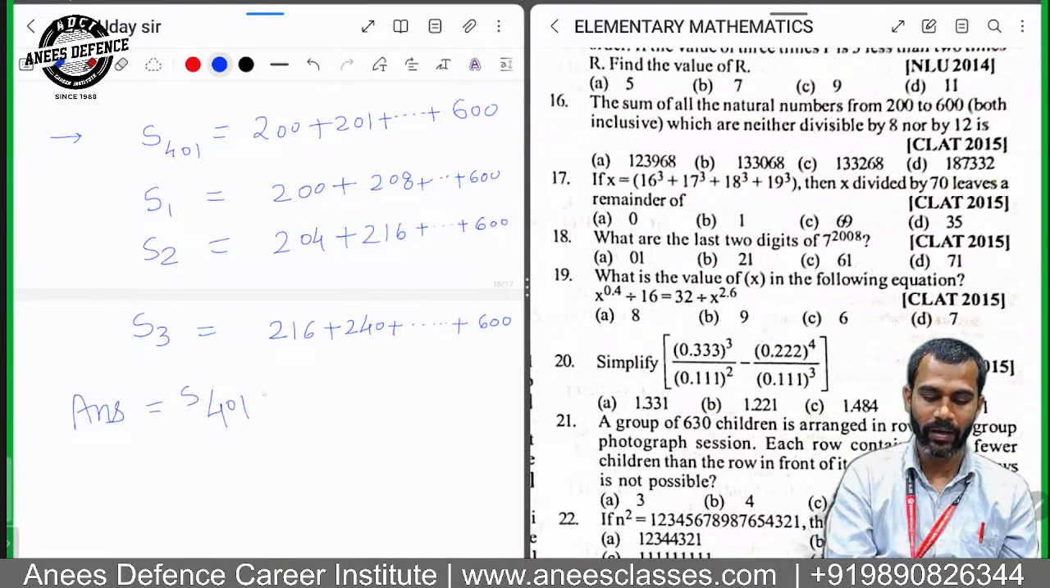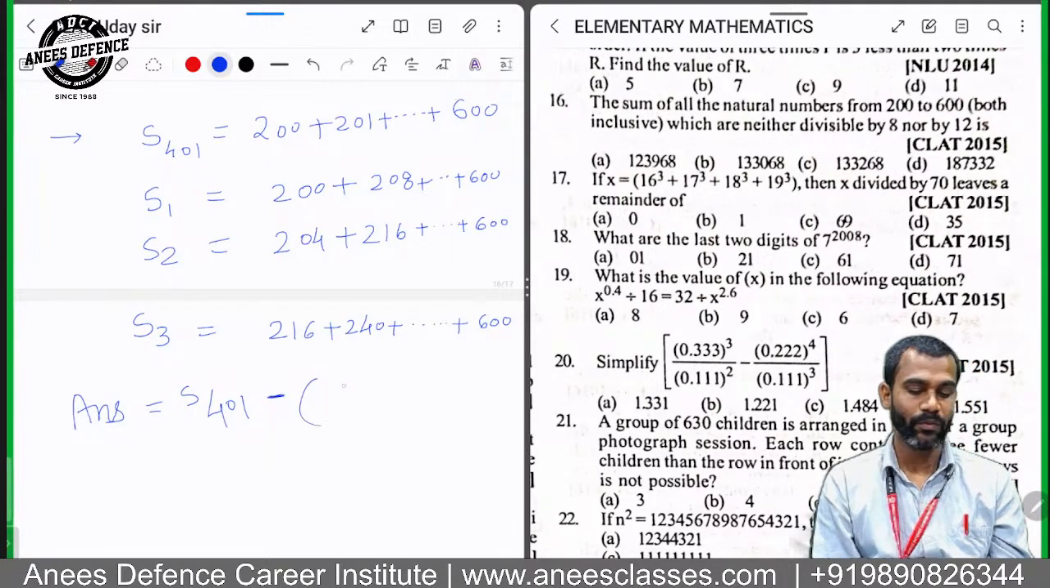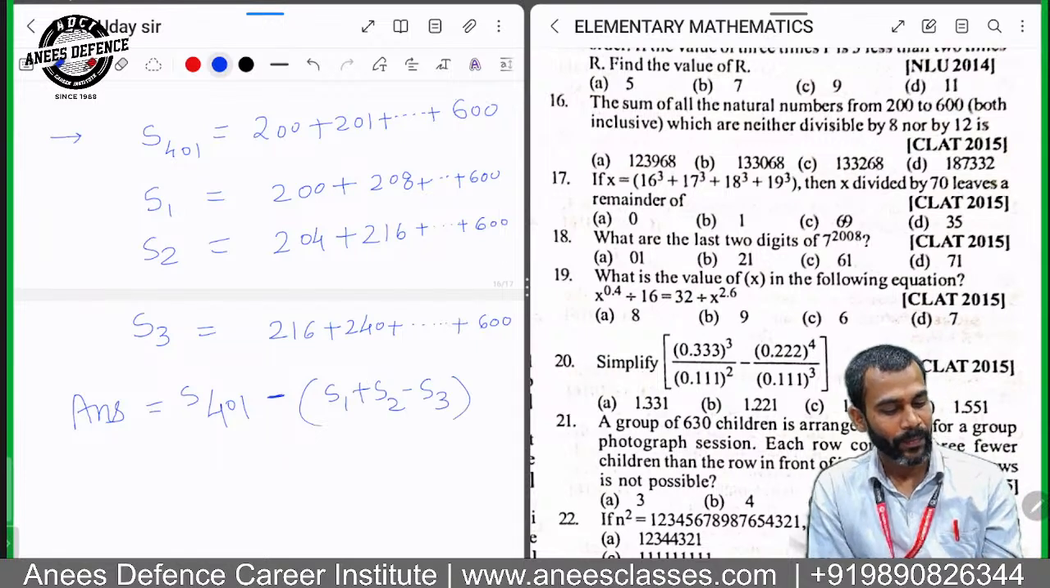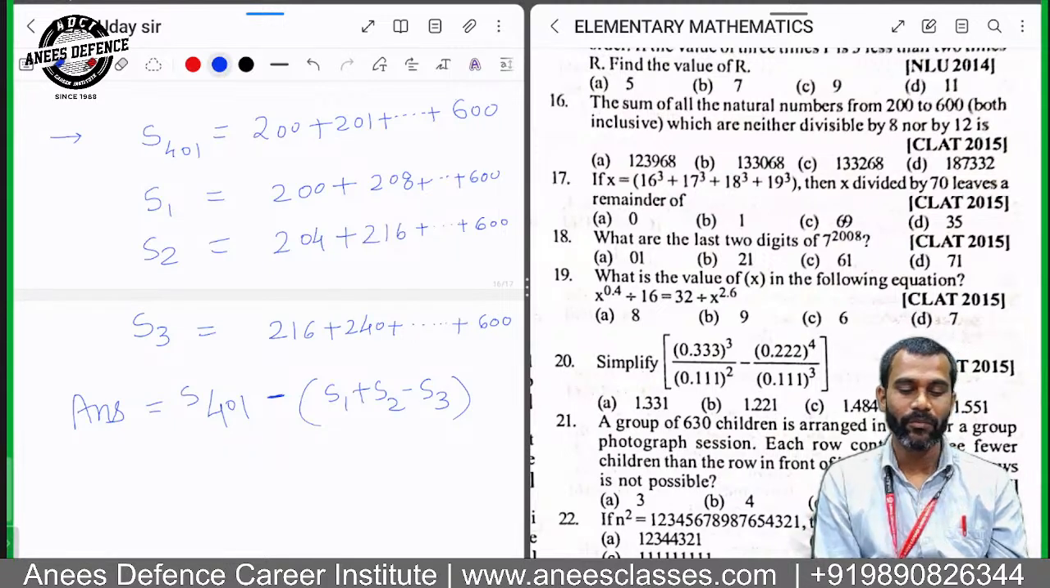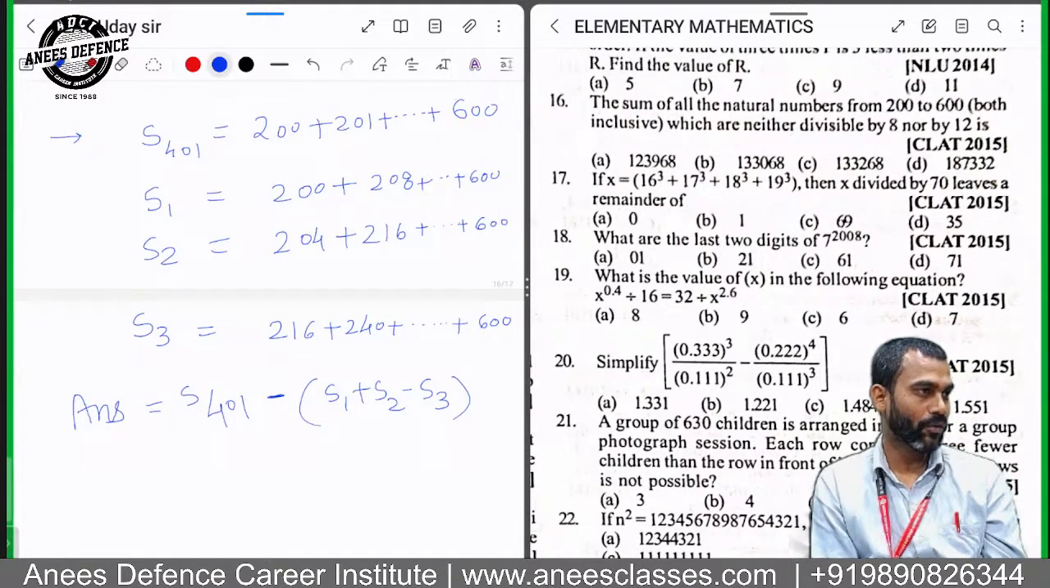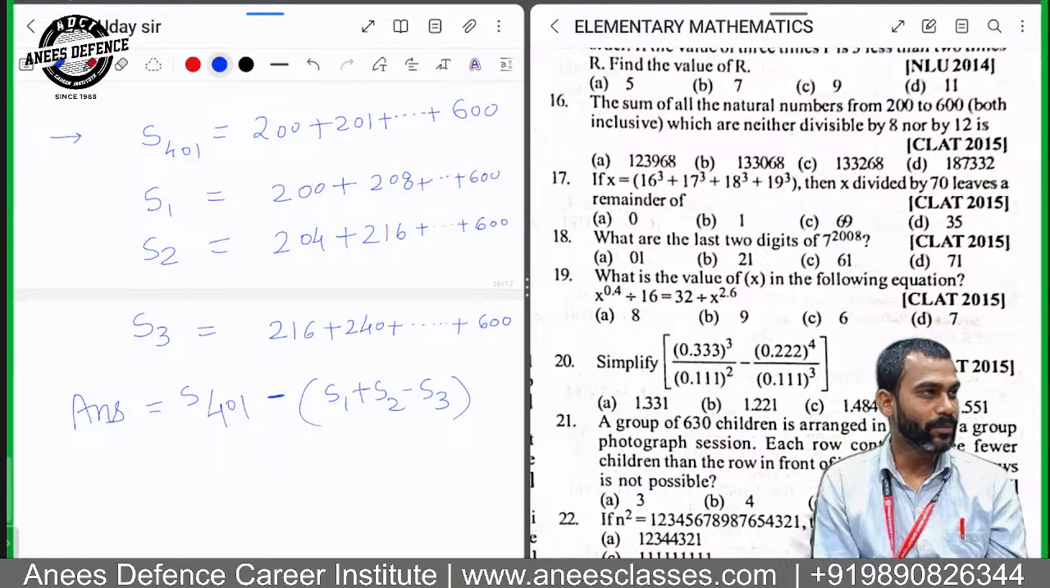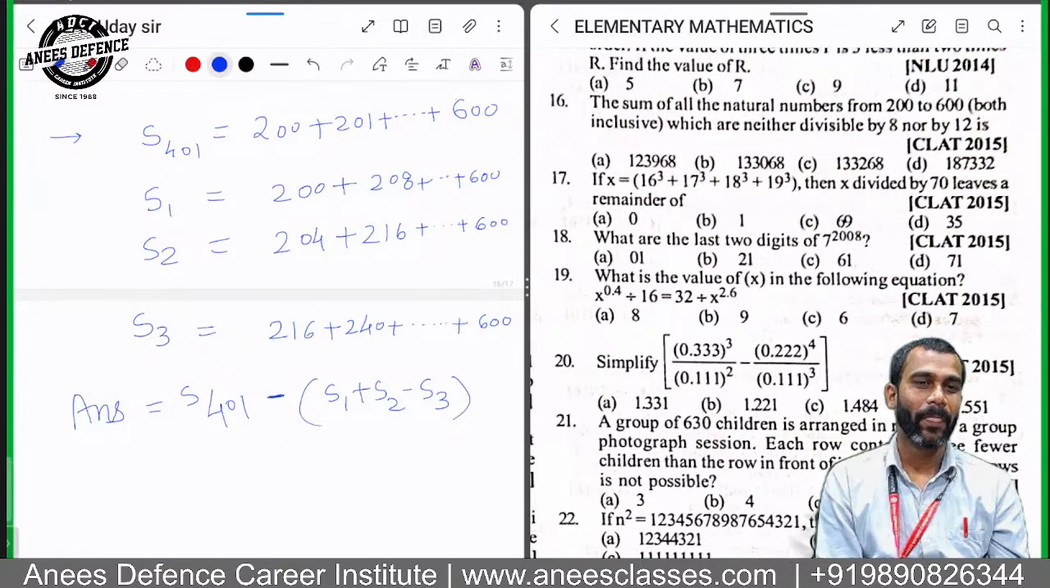S401 minus S1 plus S2 minus S3. That will be the final answer. So we need to find out S1, then S2, then S3, and then subtract it from the total. So we need to apply the formula of Sn of an AP 4 times, and then we find the final answer. Understood? Shall we move ahead?